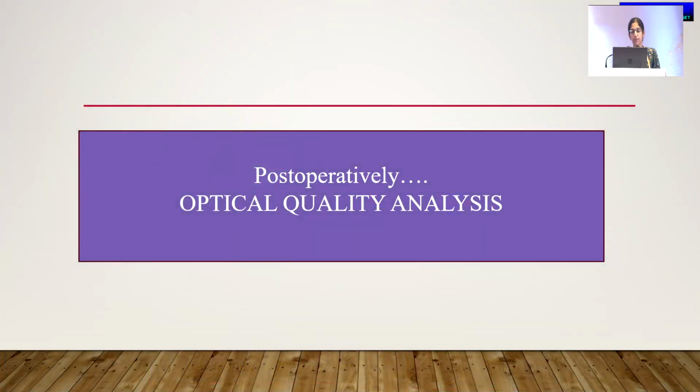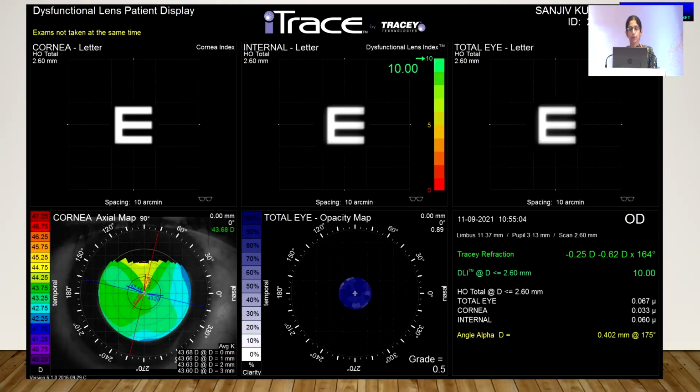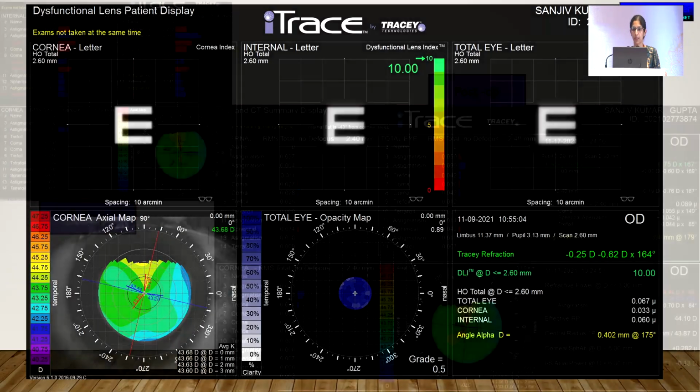Coming to post-operative quality of vision, we can see beautifully in this map that after the cataract surgery, the internal aberrations have gone, and the DLI has improved to 10.